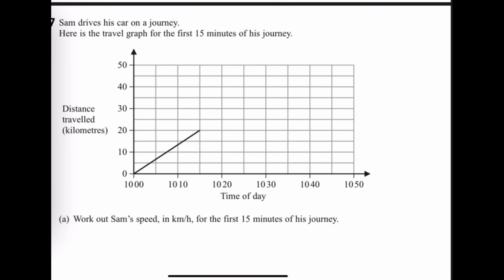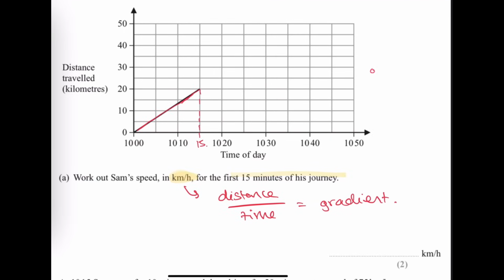17. Sam drives his car on a journey, and here is the travel graph for the first 15 minutes of his journey. Work out Sam's speed in kilometers per hour for the first 15 minutes of his journey. So kilometers per hour already gives us a hint. It's distance over time, so we are trying to find the gradient. And the gradient is the same as y over x, and in this case, y is distance and time is x.